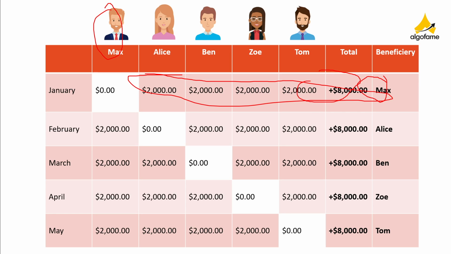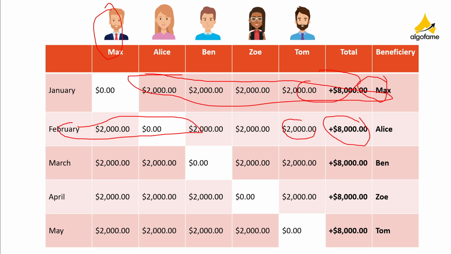Now, the next month in February, Max ends up paying out the $2,000. But remember, Max has bought a van, right? That additional van has been running for at least a month, and it has generated some sort of income for Max. That van has started to add to the money that he's able to save up because it's creating additional income. So he puts in $2,000 anyways, and then Ben, Zoe, and Tom also put in $2,000, and that money is given to Alice. Now Alice gains $8,000.